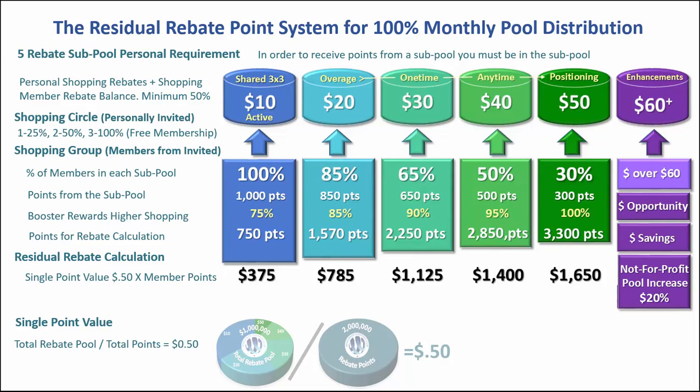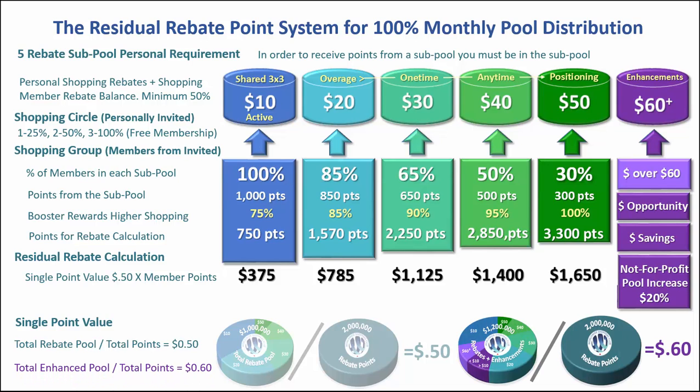So just for the sake of example, let's suppose that the enhancements increase the rebate pool by 20%. Well, how would we figure that out? It would be the same thing. We would have to have a single point value after enhancements. So now we take the total enhanced pool and divide that by the total points. So let's suppose that was $1.2 million divided by the 2 million points, and now each single point value would be 60 cents.